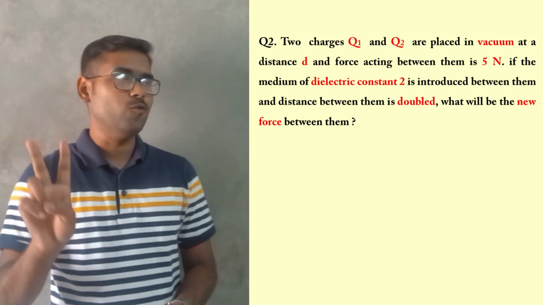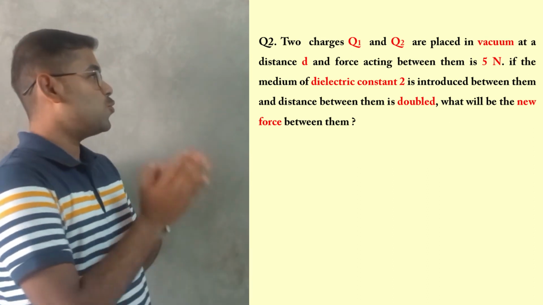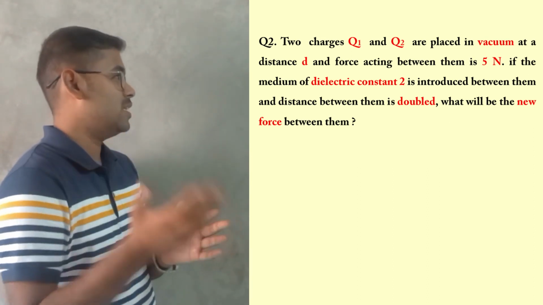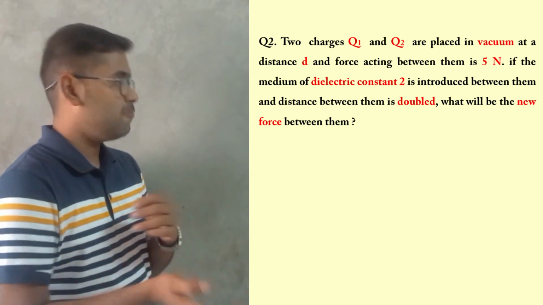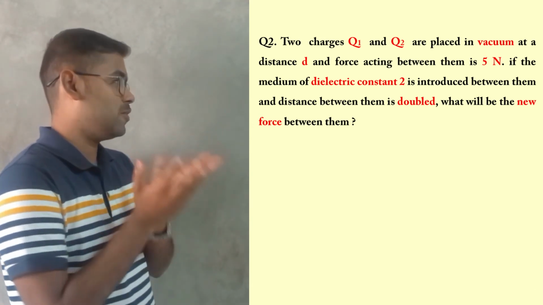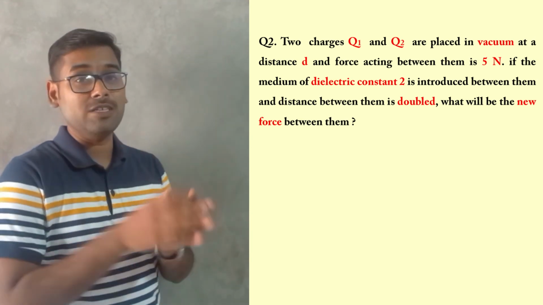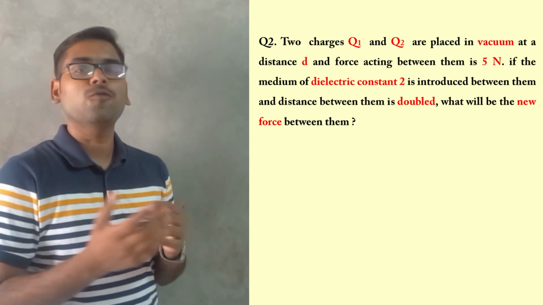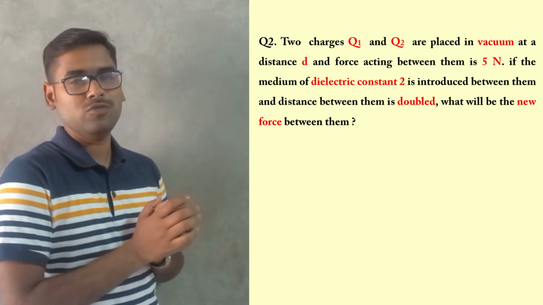Question number 2. Two charges Q1 and Q2 are placed in vacuum at a distance d and force acting between them is 5 Newton. If the medium of dielectric constant 2 is introduced between them and the distance between them is doubled, then what will be the new force acting between these two charges?